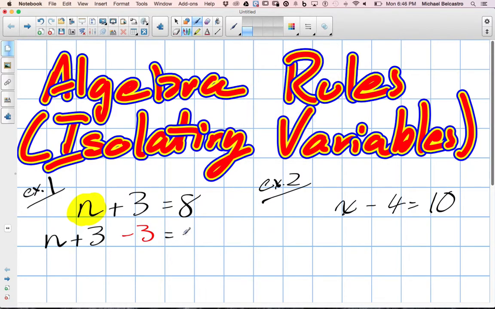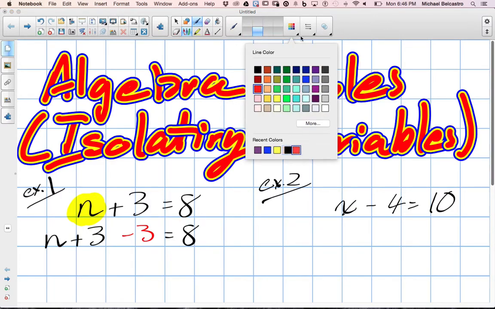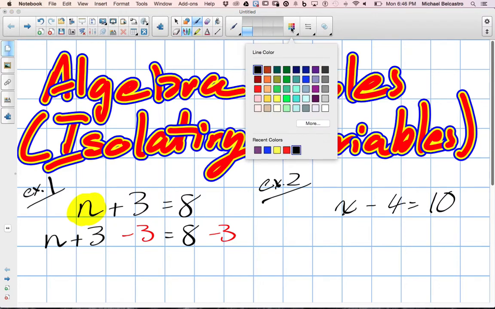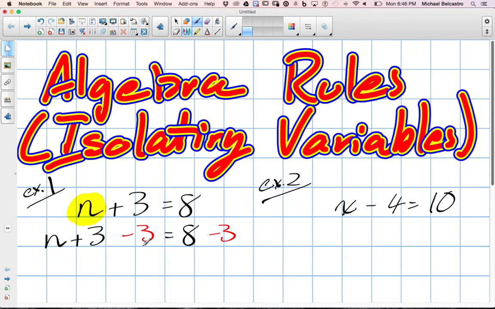Because we did that on the left side, we have to do that again on the right side. So what do we get when we do this? What is positive 3 minus 3? 0. So think of it like it cancels out or it creates a 0. We don't really need to write 0 in, but now n is the only value left on the left side. And what is 8 minus 3? 5.